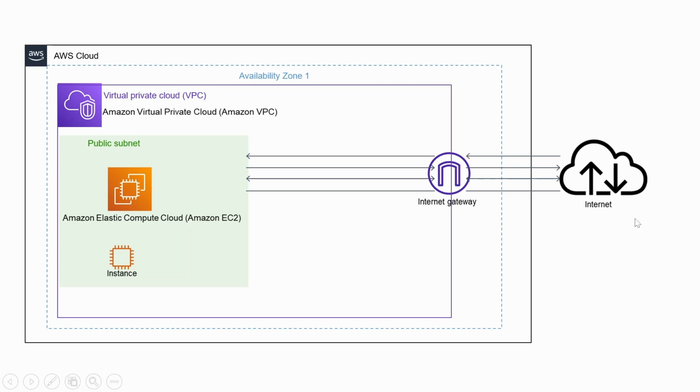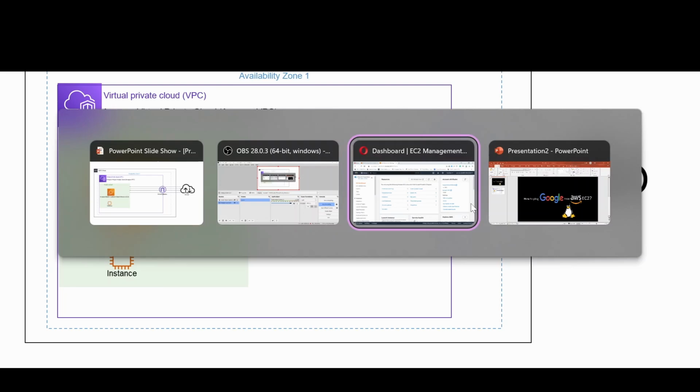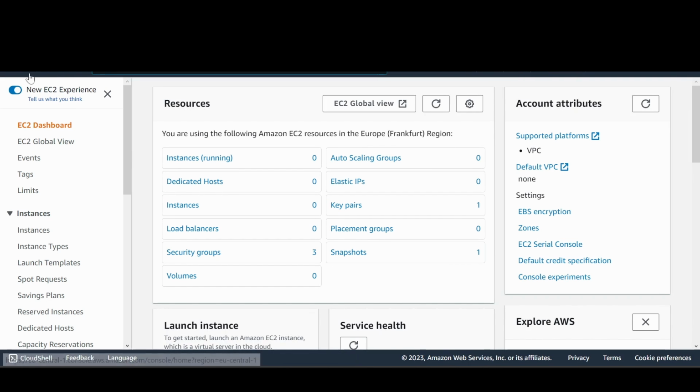And in order to have an interaction with the external world, I am going to create and associate the subnet with Internet Gateway. So let's just go into the Amazon Web Services, and then we will know what I'm talking about.